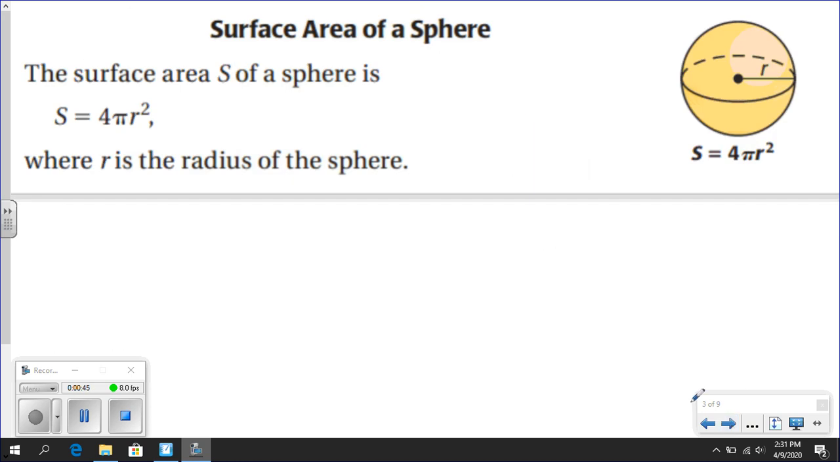Surface area of a sphere. The surface area S of a sphere is equal to 4 times pi times r squared, where r is the radius of the sphere. So we are going to use this equation for the next couple problems to find surface area.